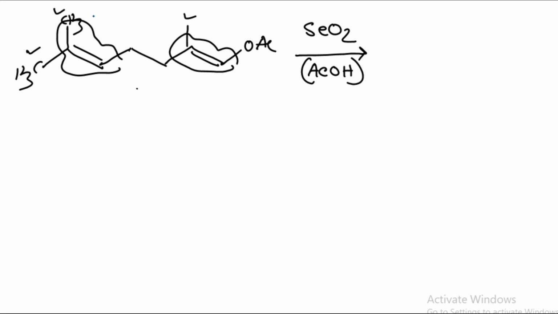Okay, so you know that there is E selectivity. To maintain the E selectivity, this allylic proton will be hydroxylated. So what will be the product? Then the product will be this.